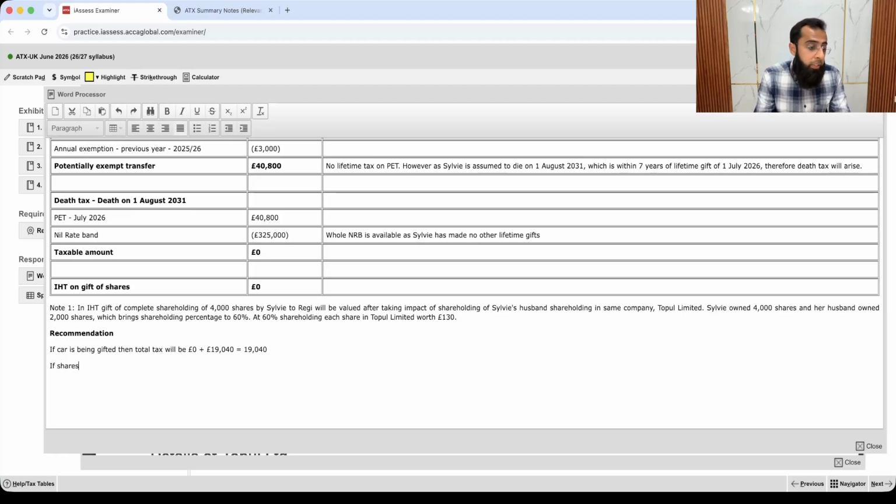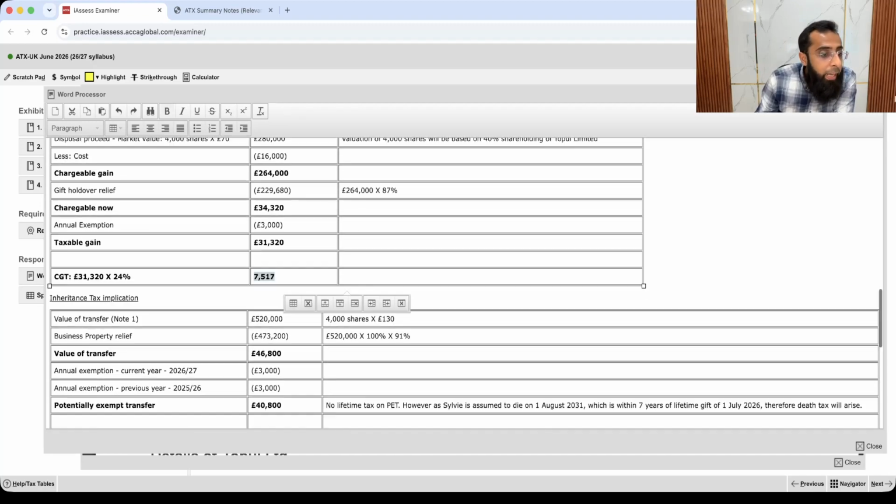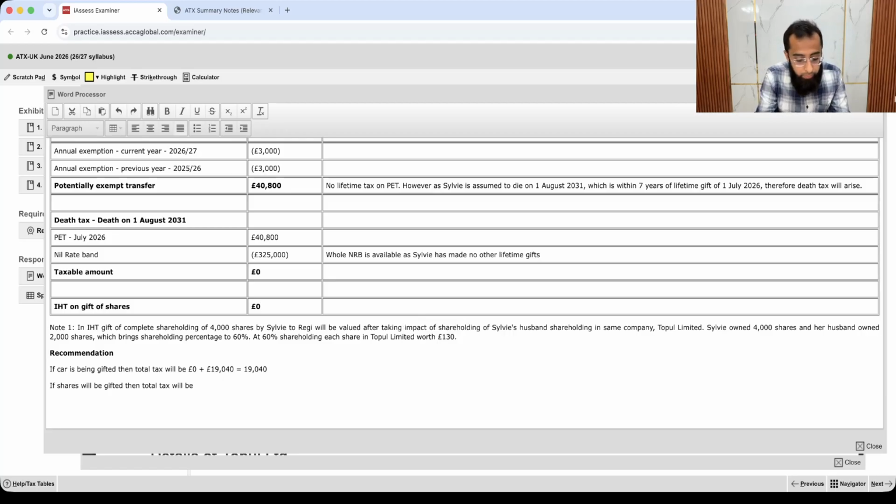If shares will be gifted, then what will the total tax be? In CGT, the tax is 7,517 and IHT is 0. 7,517 plus £0, so this is 7,517. So gift of shares will result in lower total tax. Therefore, it is beneficial for Sylvie to gift shares to Regi.